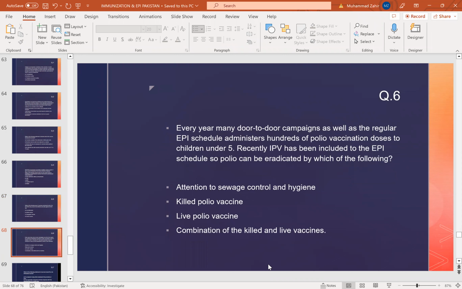Every year, many door-to-door campaigns as well as the regular EPI schedule administer hundreds of polio vaccination doses to children under 5. Recently, IPV has been included in the EPI schedule so polio can be eradicated by which of the following? Attention to sewage control and hygiene, killed polio vaccine, live polio vaccine, or a combination of killed and live vaccine. Delta is the correct answer, because of the combination of both live and killed, OPV and IPV.